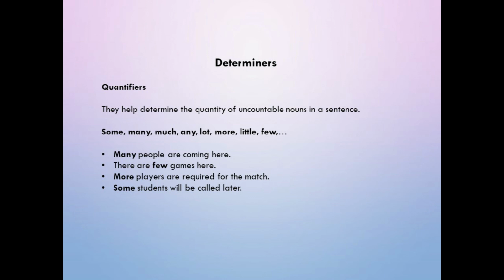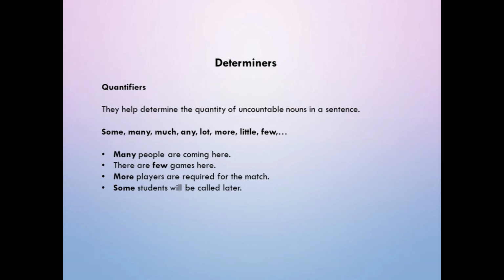So for example, let's say many people are coming here. In the sentence, many is the quantifier and it is placed before the noun people. Moving on to the next example. There are few games here. In the sentence, few is the quantifier and it is coming before the noun games. So this word is not telling the exact number of games, it is just generalizing the quantity.